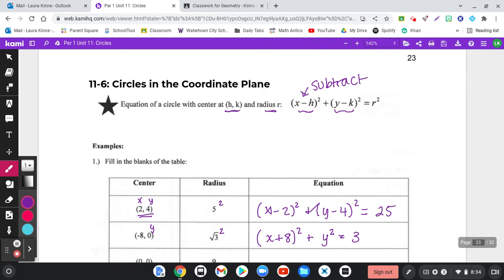Think about a smiley face. Here's the 2 eyes, the nose. It's kind of like the distance formula.